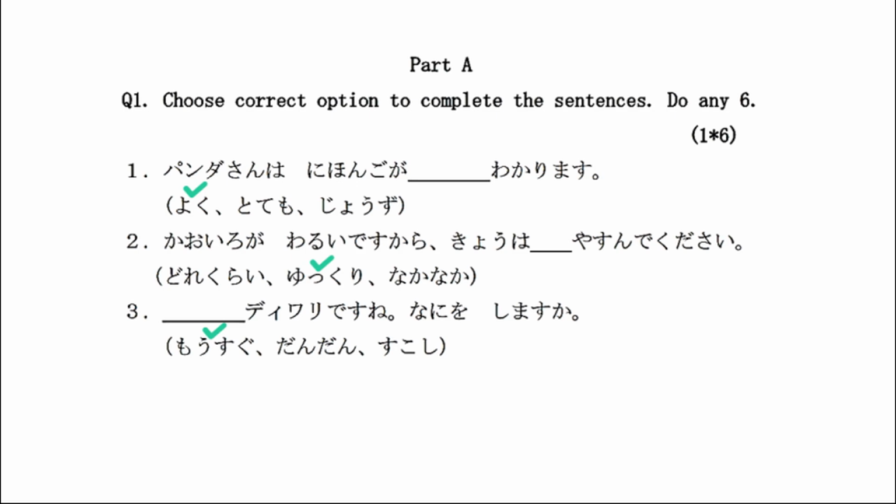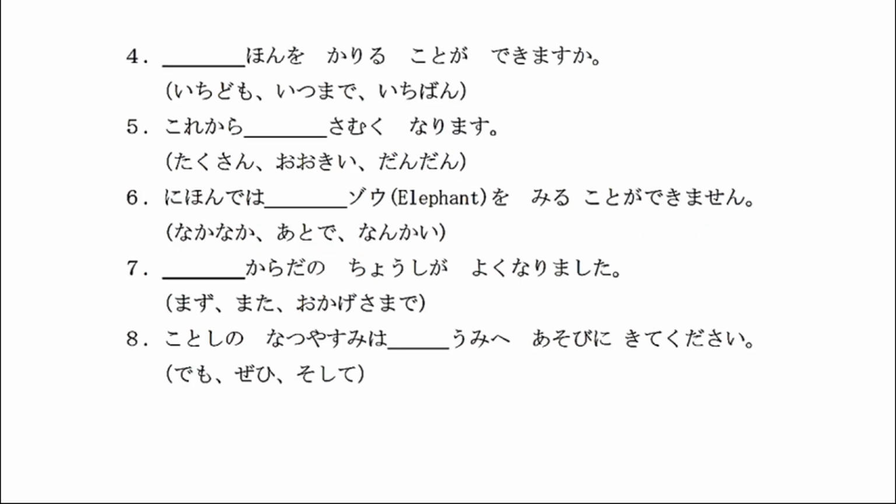Nani o shimasu ka? The fourth sentence is dash hon o kariru koto ga dekimasu ka? The options are ichido mo, itsumade, ichiban. The correct option here will be itsumade, which means until when. And the sentence will become Itsumade hon o kariru koto ga dekimasu ka? The fifth sentence is kore kara dash samuku narimasu. The options are takusan, oki, dandan. The correct option here will be dandan, which means gradually. And the sentence will become kore kara dandan samuku narimasu.